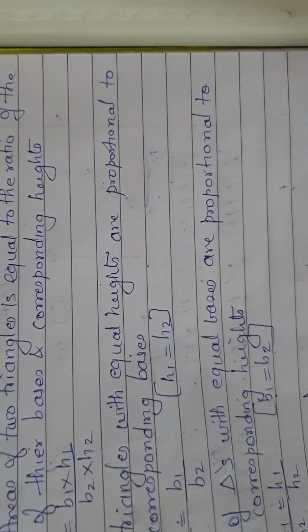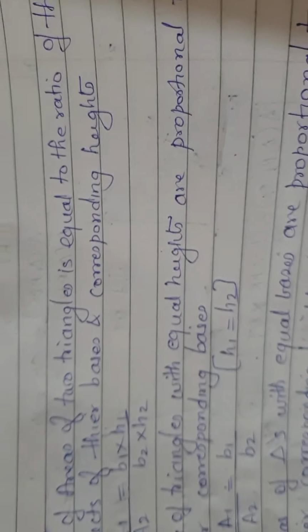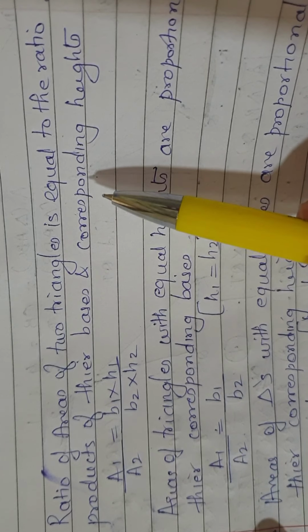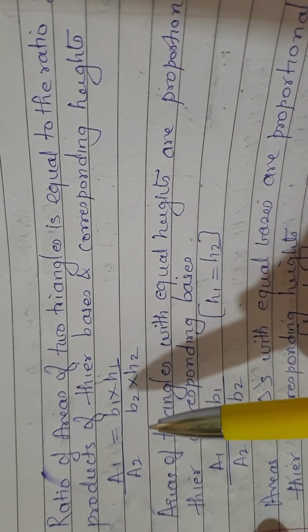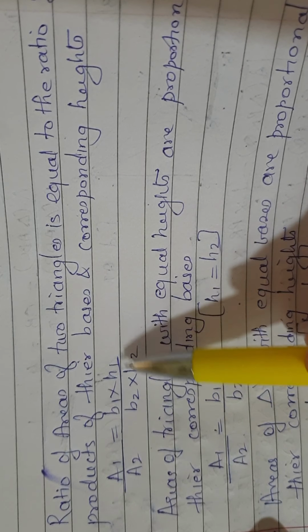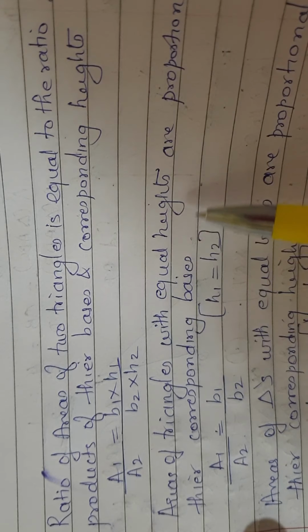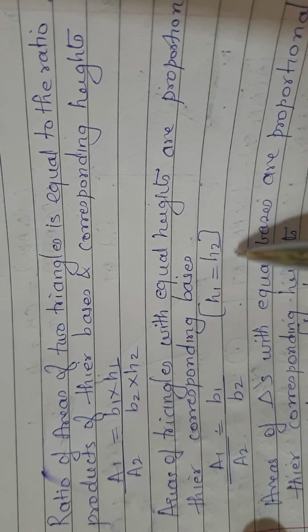We'll quickly revise all the properties which I've told so far. So the first one we studied: the ratio of the areas of two triangles is equal to the ratio of the product of their bases and the corresponding height. That is, A1 upon A2 is B1 into H1 upon B2 into H2. Then we studied areas of triangles with equal height. So A1 upon A2 is equal to B1 upon B2 because their heights are same.